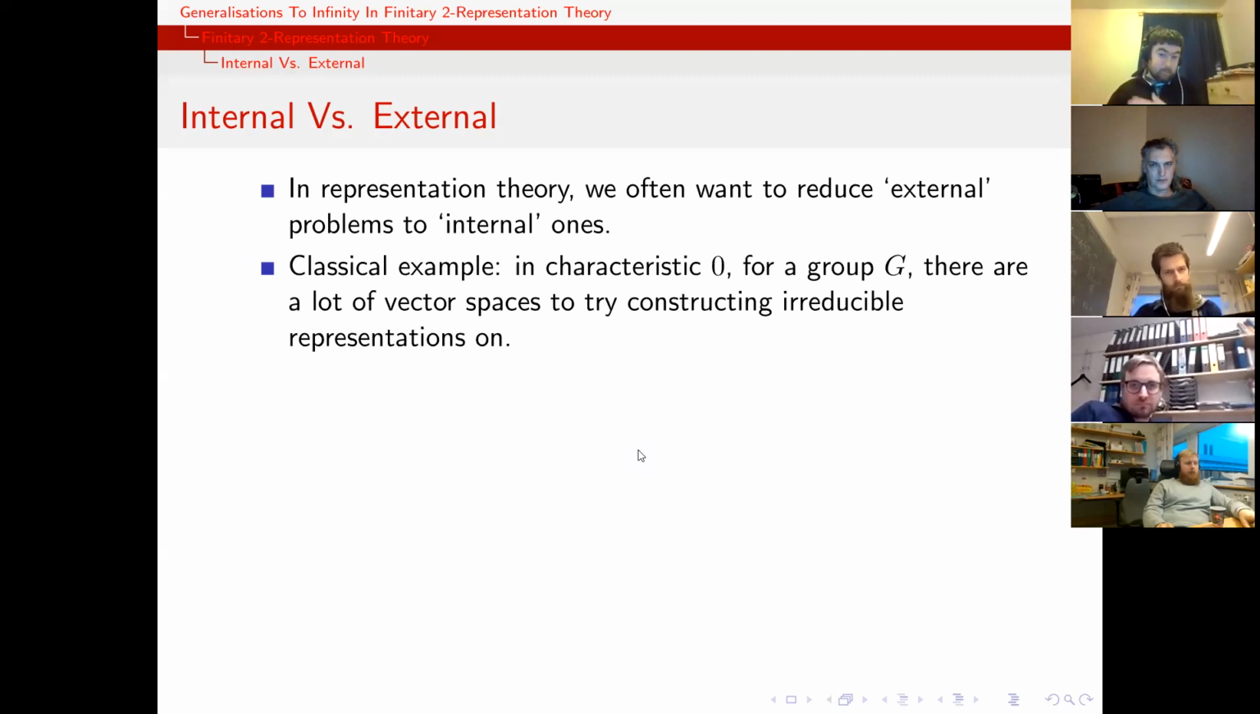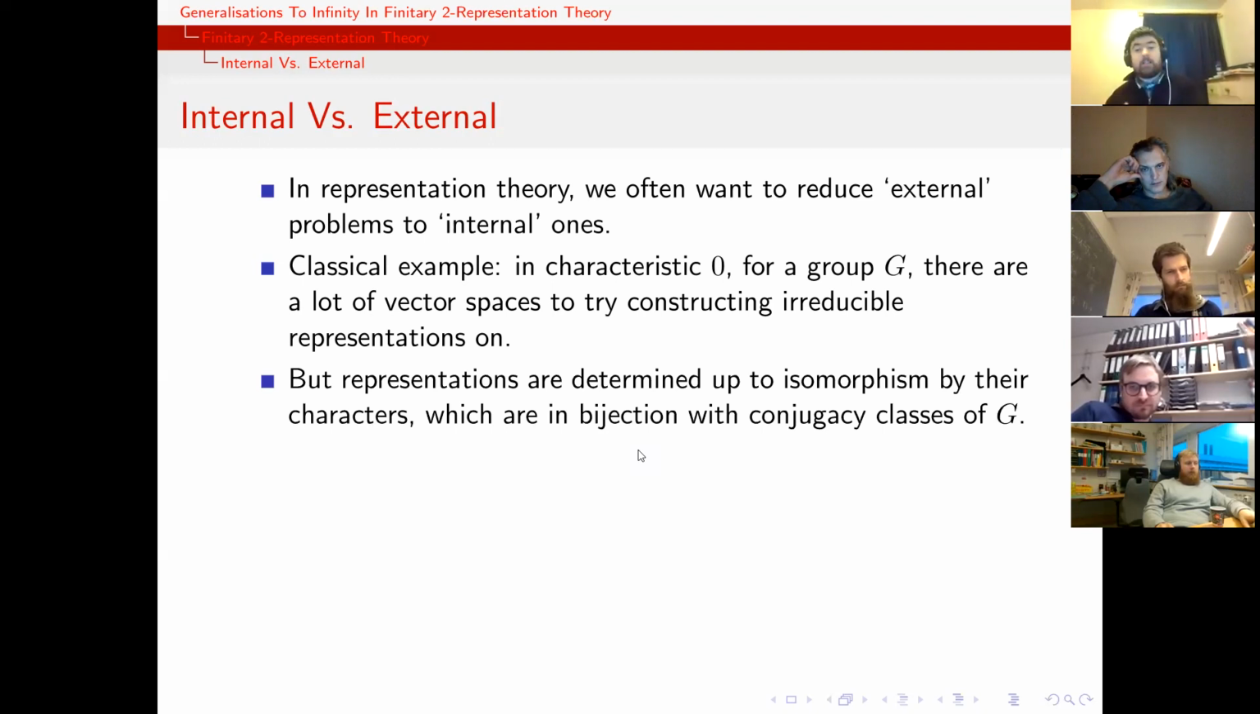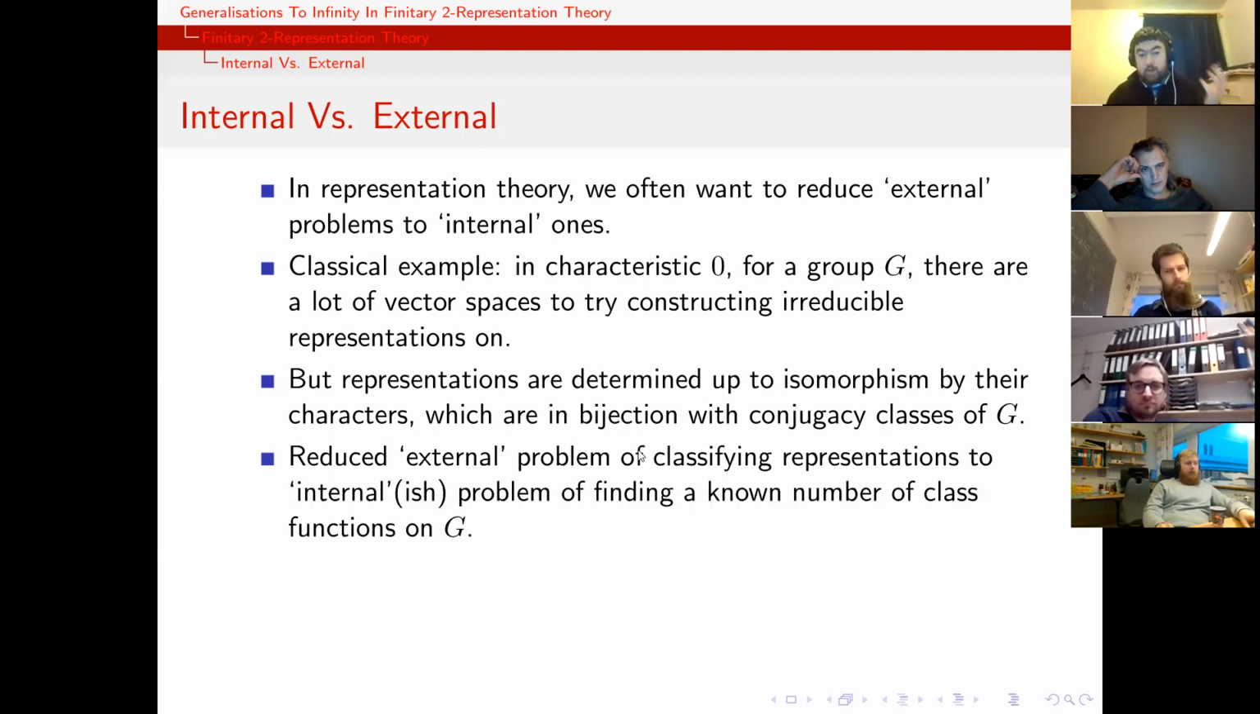As a classical example, in characteristic 0, for a group G, there are a lot of vector spaces that you could try constructing irreducible representations on. Obviously, one for every dimension, some number of uncountable or infinite dimension ones, and so on. But representations are determined up to isomorphism by their characters. And those characters are in bijection with conjugacy classes of G. And the character is just some map from the group into the underlying field. So this reduces the external problem of classifying representations to this internal, somewhat, problem of finding a known number of class functions on our group G.